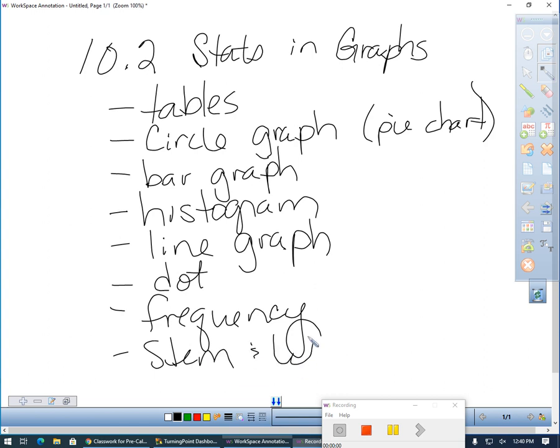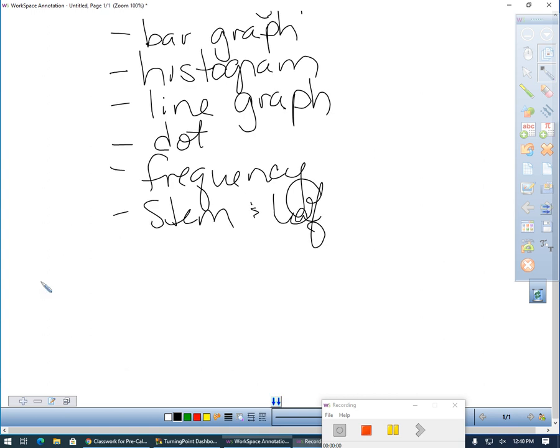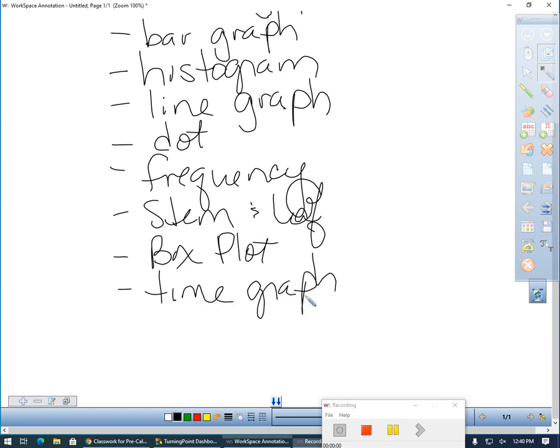Stem and leaf. Ooh, L-E-A. That was supposed to be an A in the middle. Let's see, we also mentioned a box plot. And the other one, if we get time, we're going to get to a time graph. Lots of different ways we can represent data. Some ways are easier to use than others.